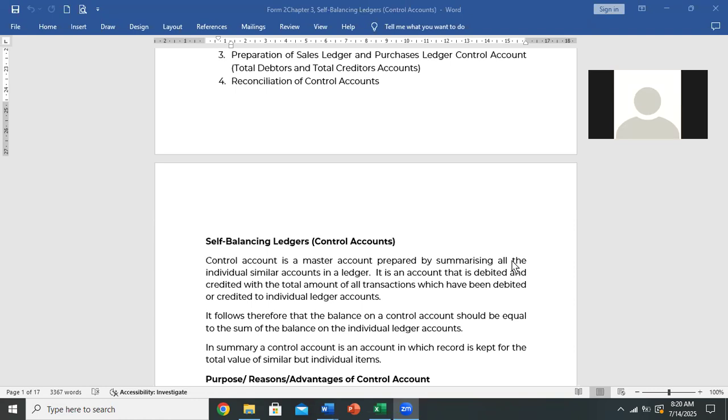Yes, please. So we also said the control account can be referred to as the total account. That shows the total of the balances of the various accounts that the control account represents.